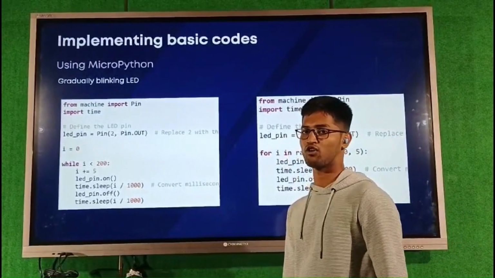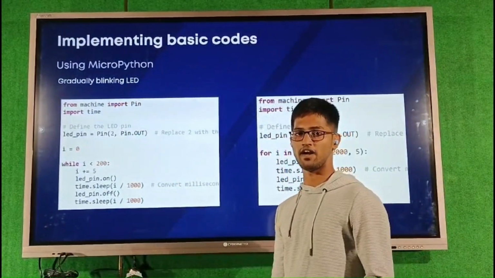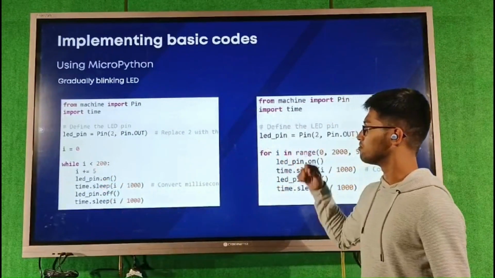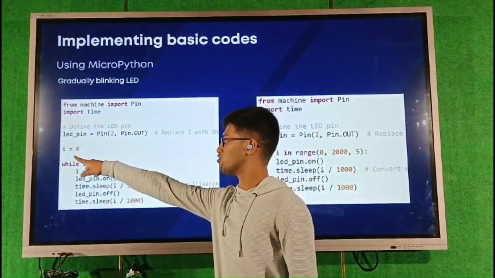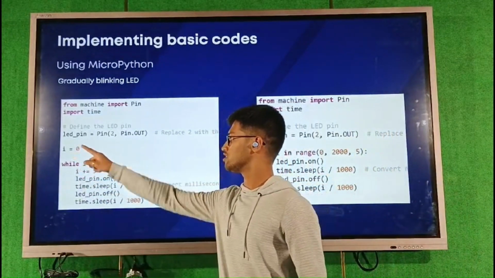3. So moving forward to the second code, gradual blinking of LED. In this we will see different patterns of LED on and off using while loop and the for loop. So first of all we look at the while loop. In a while loop we first have to set the initial point, which in this case is 0.